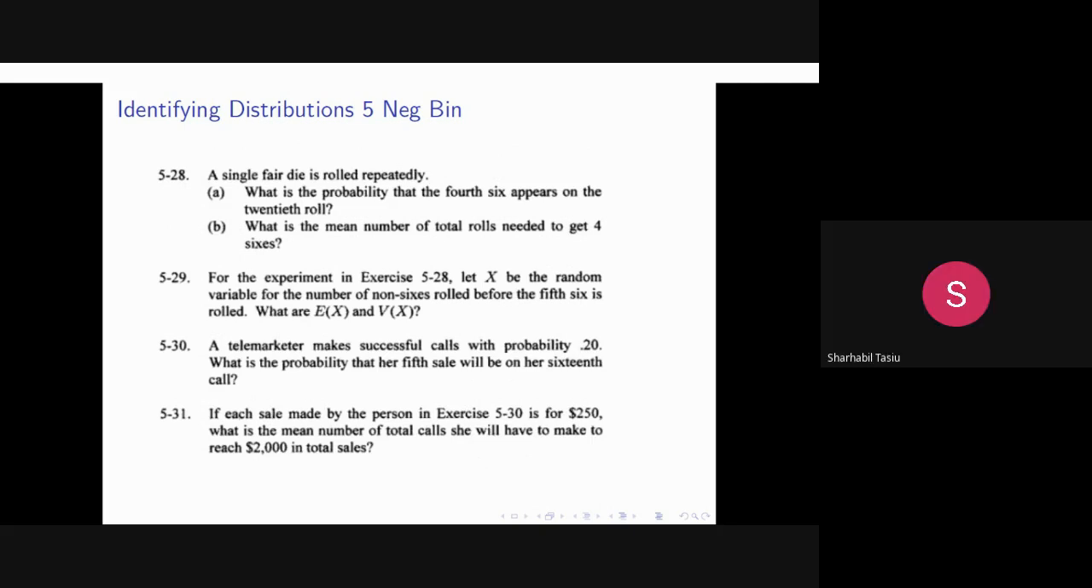All right, so let me switch to my next device. I needed to just confirm something there, just to be sure. They say, if each sale made by a telemarketer, exercise 5.30. They say a telemarketer makes successful calls with probability 0.20. That's the probability of success. What is the probability that her fifth sale will be on her 16th call?